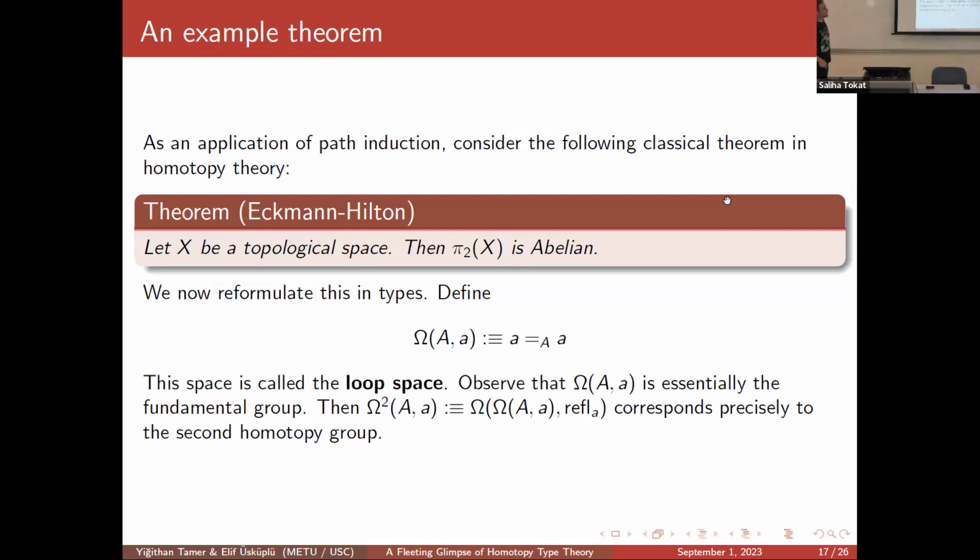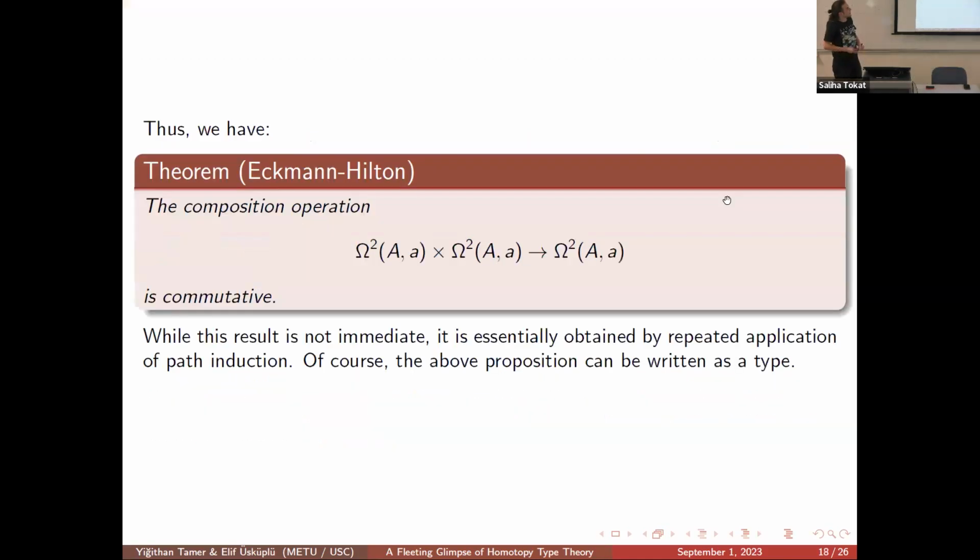So it's called a loop space, and we can take another loop space of it. This will more or less correspond to the second homotopy group. And you can define a composition operation, it's not that difficult, and we can basically say that this is commutative. You can work on this and convert it to a type. So this is how we speak of this second homotopy group in homotopy type theory.